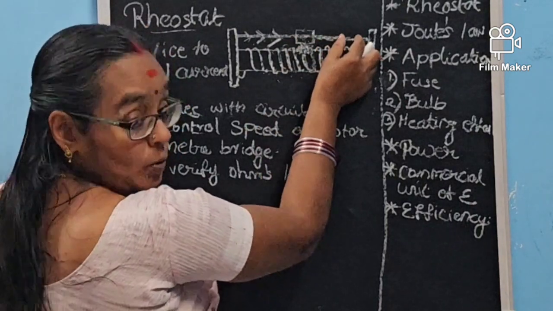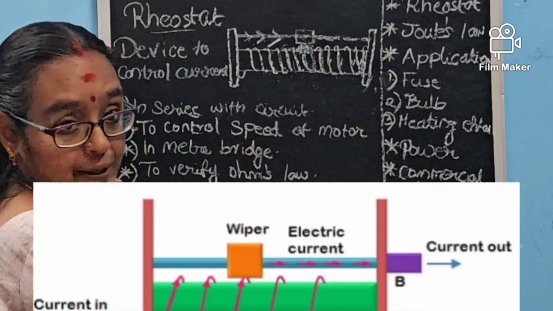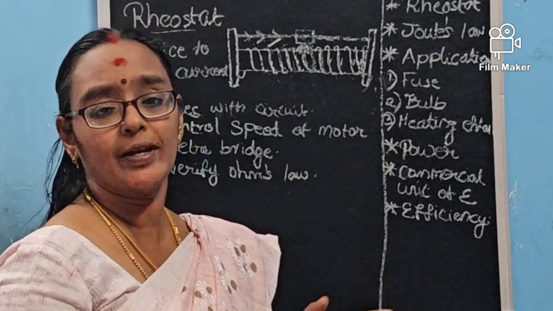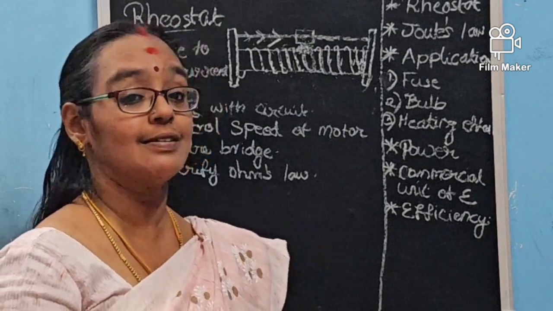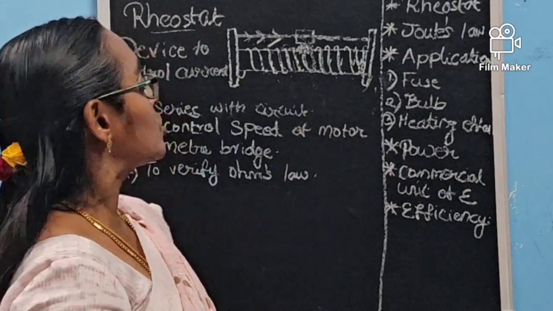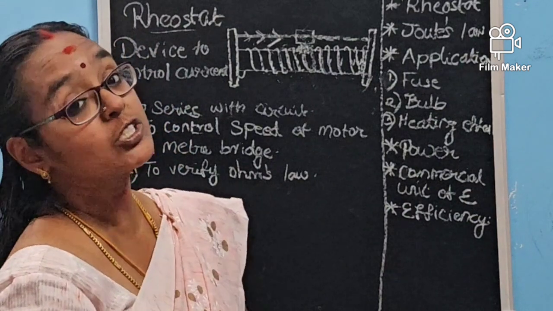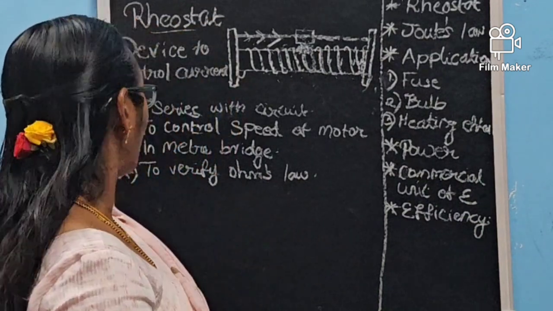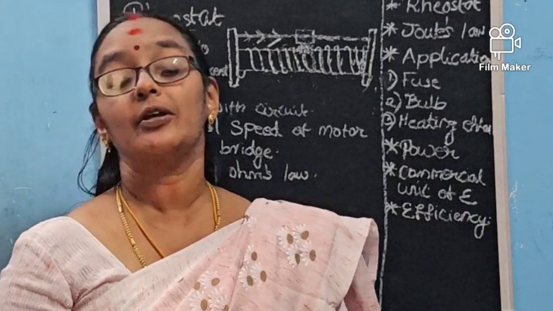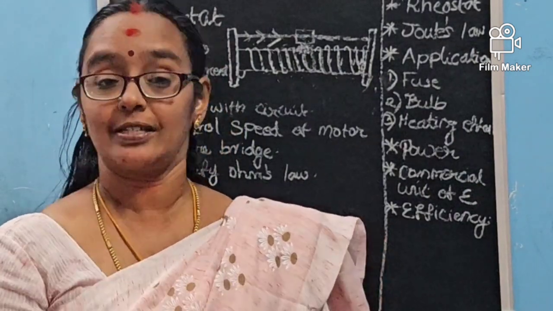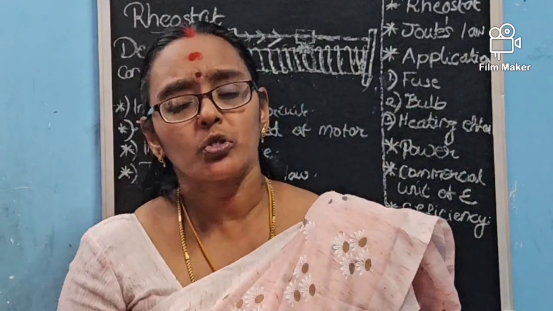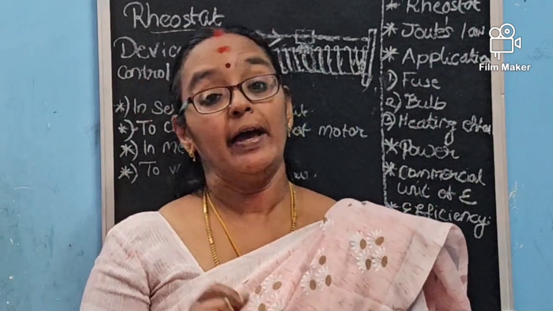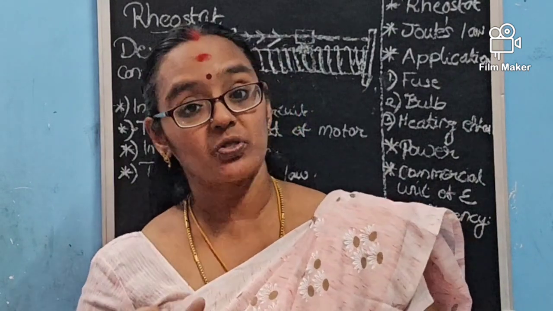If the wiper is at the border, most of the current will come out without any obstruction. As we change the position of the wiper, the current also gets varied because of the variable resistance this rheostat is offering. So this is the device. Actually, it is the device used to control the current by varying resistance. Where can we see this rheostat, or for what applications is it used? This rheostat is used to verify Ohm's law. It also helps to control the speed of an electric motor and it is also used in meter bridge.